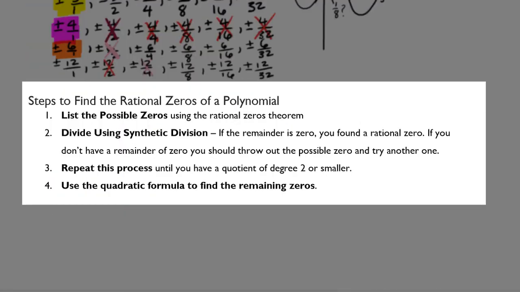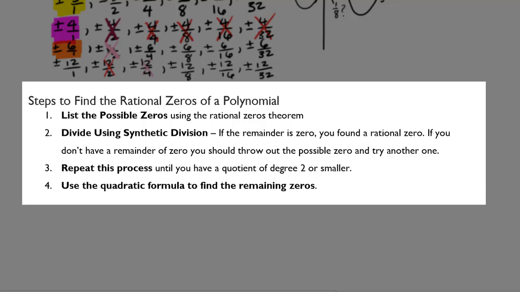So here are the steps to find the rational zeros of a polynomial. 1. List the possible zeros using the rational zero theorem. 2. Divide using synthetic division. If the remainder is 0, you found a rational zero. If you don't have a remainder of 0, you should throw out the possible zero and try another one. I would keep trying ones similar or close, because hopefully with your graphing calculator at your side, you will be able to identify which ones are going to be very possible and which ones are clearly not going to work.